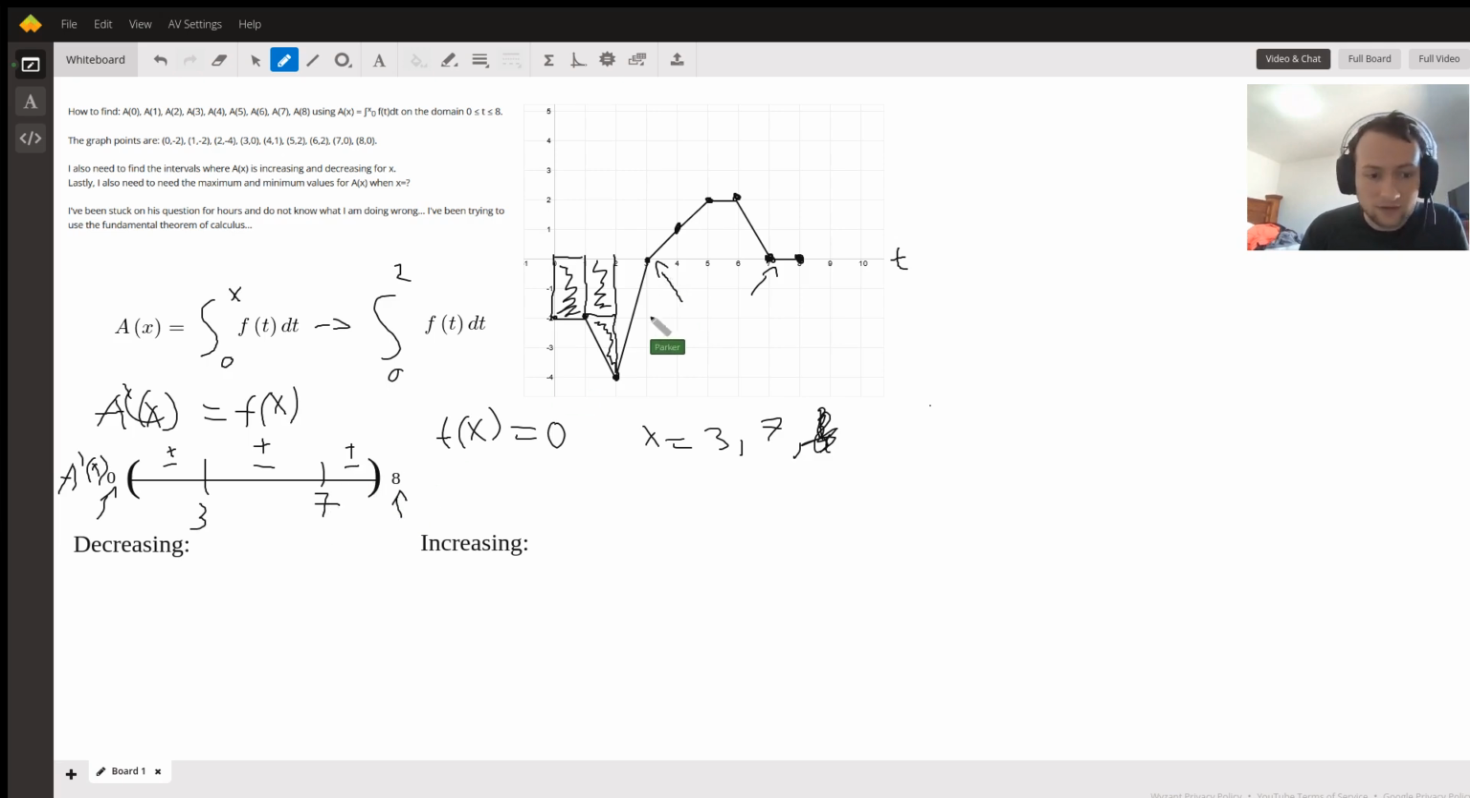Well, we just look at f of x. From 0 to 3, f of x is less than 0, which makes this negative. From 3 to 7, f of x is greater than 0. From 7 to 8, this is actually just 0, which would mean decreasing here, 0 to 3, increasing here.